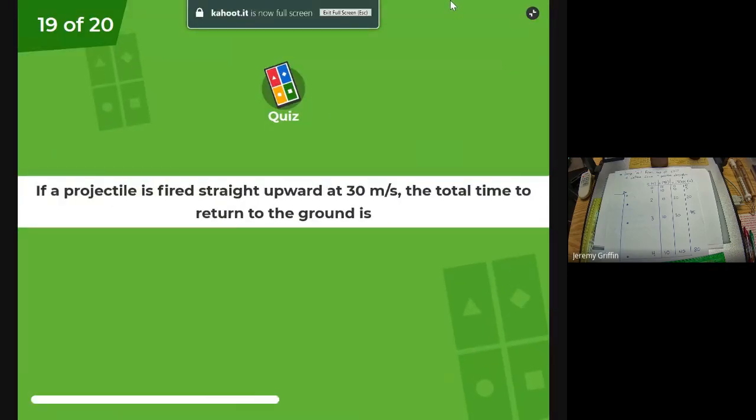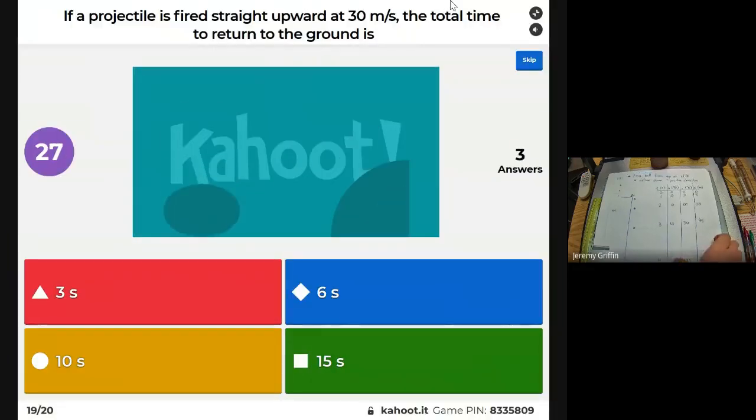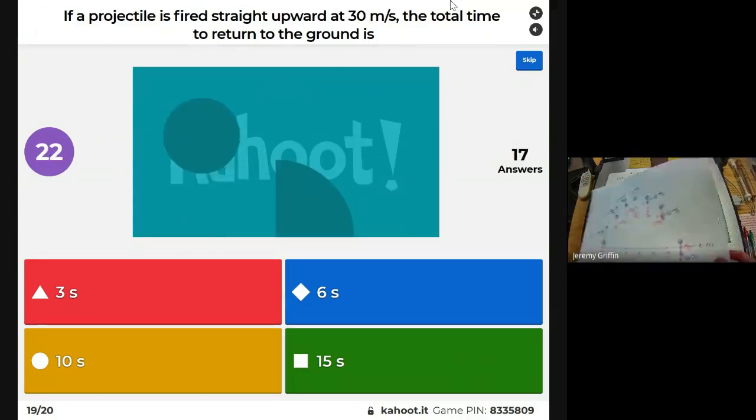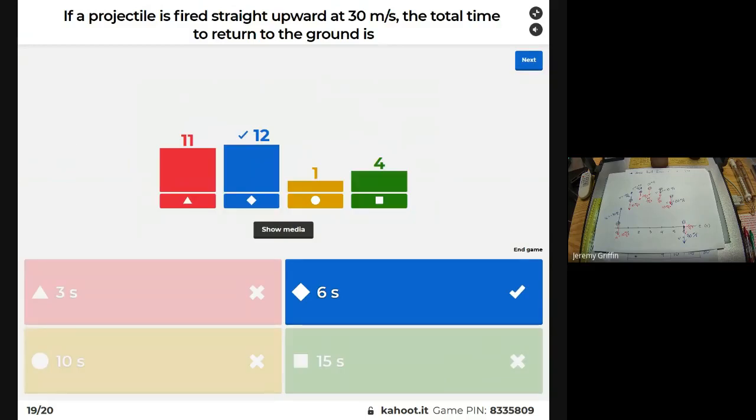A projectile is fired straight up at 30 meters per second. How much time to return to the ground? Yeah, 6 seconds. All right, so about half you guys got that.